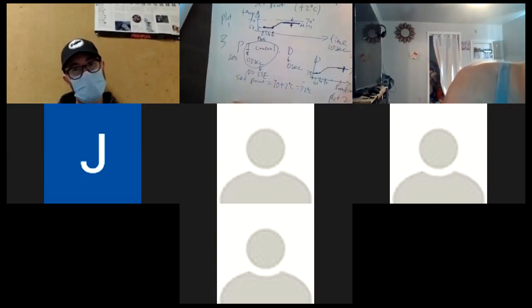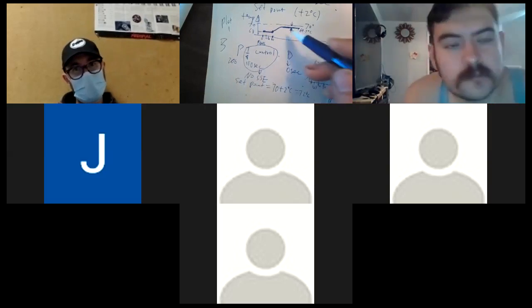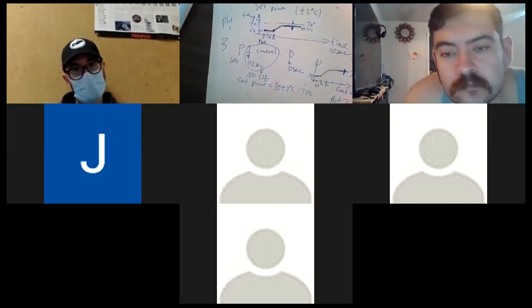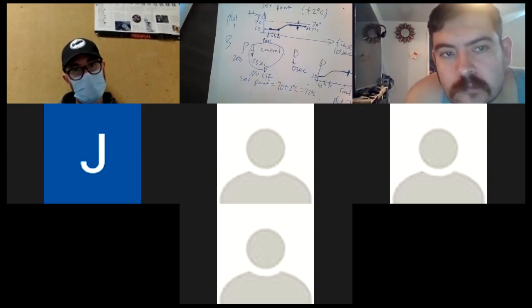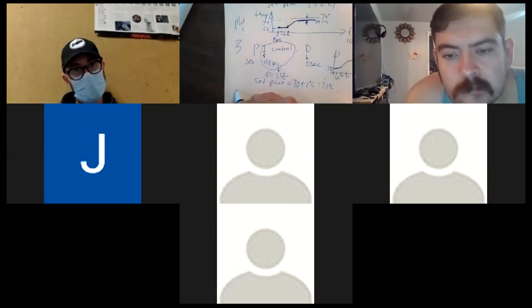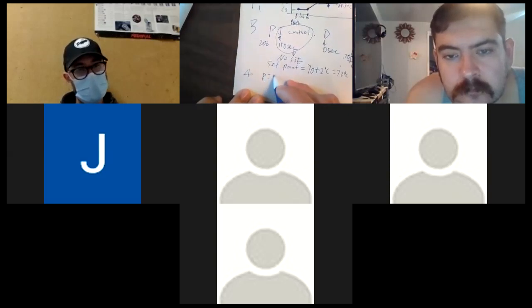So what you need to do is take a picture of your 2 plots. You can plot it by hand, just like I did here. And after you have the 2 plots, you upload them to Canvas. I will put an assignment after this class. I will have an assignment on the Canvas. The third plot, the last plot, is the PID control.